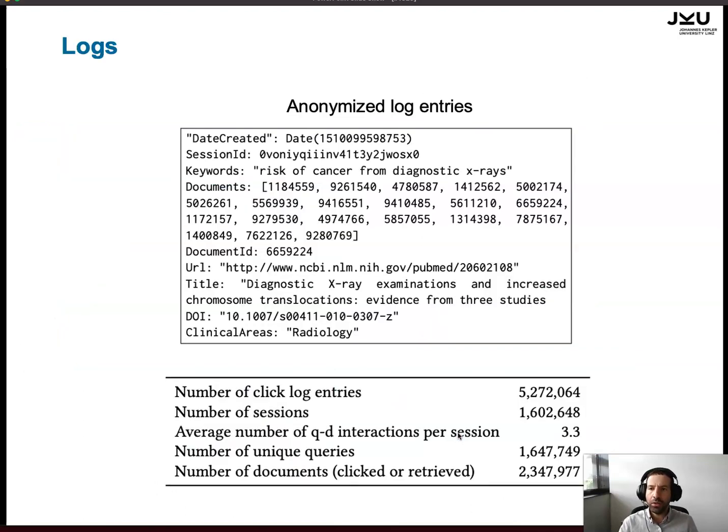Let's have a closer look at the content of these log entries. We see here that every log entry has the information of the time that the query is submitted to the search engine, the session that it appears in, the list of the documents that are retrieved by the search engine, the document that is clicked, and some information about this clicked document. We have around 5.2 million click log entries that are divided into 1.6 million sessions, around 3.3 query document interactions per session.